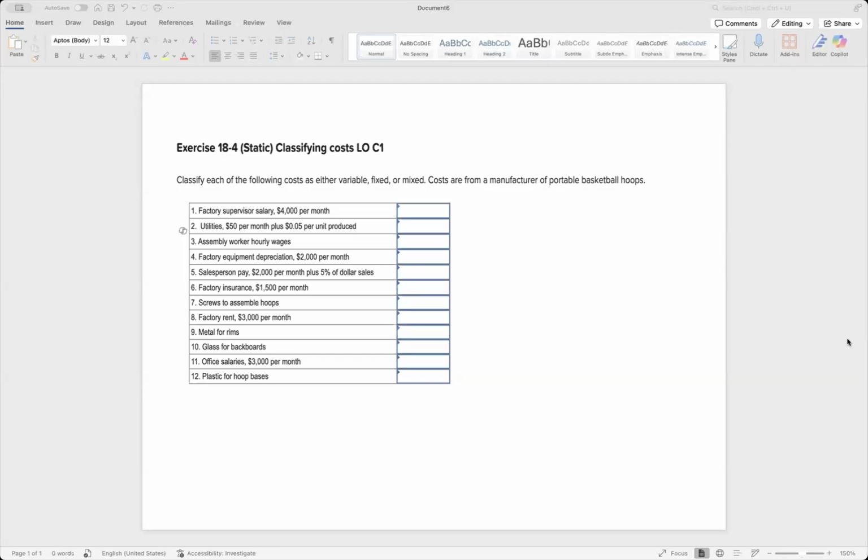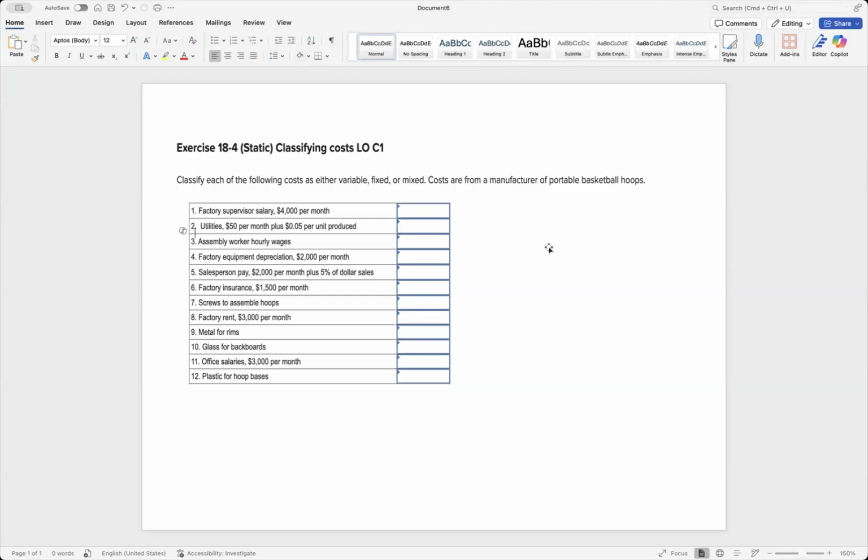So, this is chapter 18, homework starter, number two. This is question two. And it says to classify each of the following costs as either variable, fixed, or mixed. Costs are from a manufacturer of portable basketball hoops. All right, so we're going to classify each of these costs as either variable, mixed, or fixed. So number one says a factory supervisor salary, $4,000 per month.